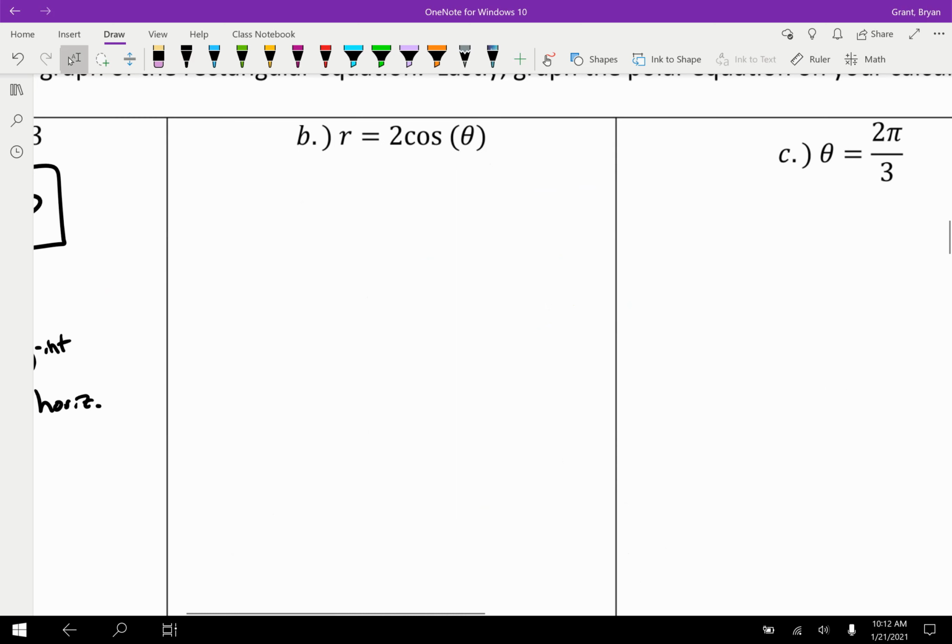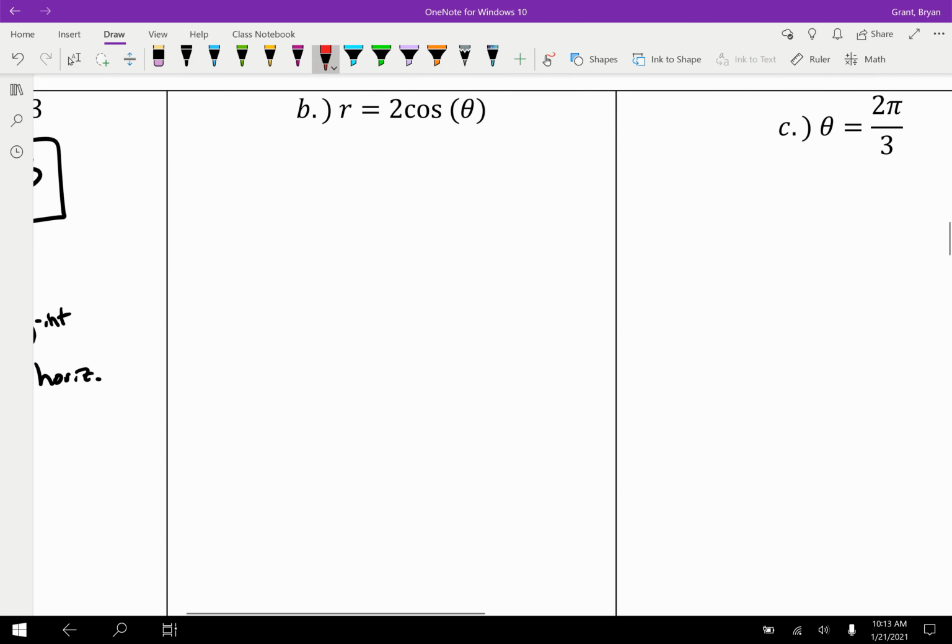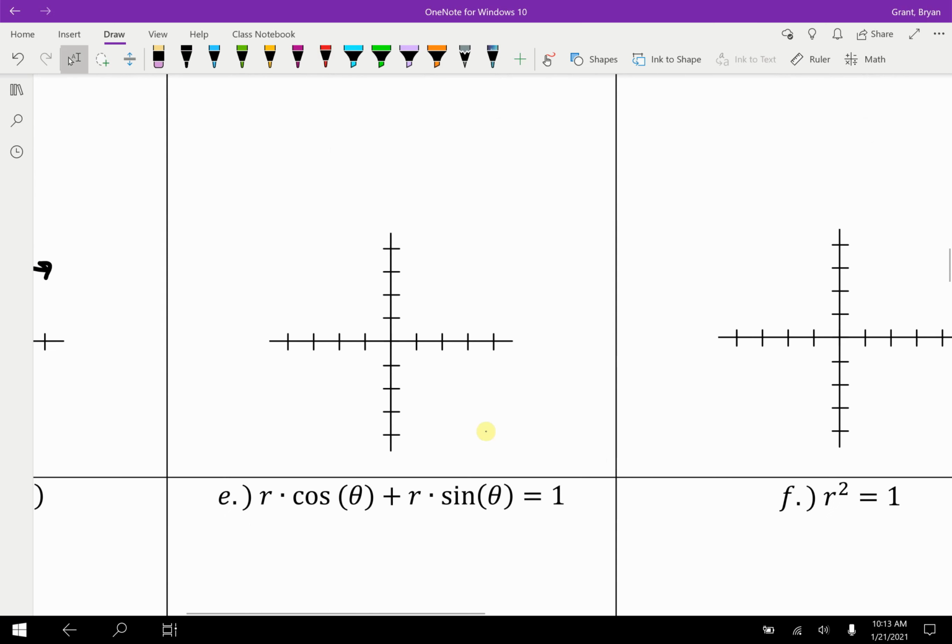All right, next one. R equals 2 cosine of theta. This one's tricky. Now, the first thing you should do is look at this and say, oh, I already know how to graph this. We saw this last class. This is a circle with a diameter of 2 that also includes the origin. And it's along the x-axis because it's cosine. So it includes the x-axis, diameter of 2 along it, includes the origin. That's what my graph looks like.